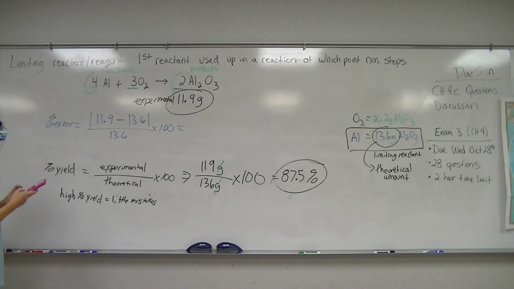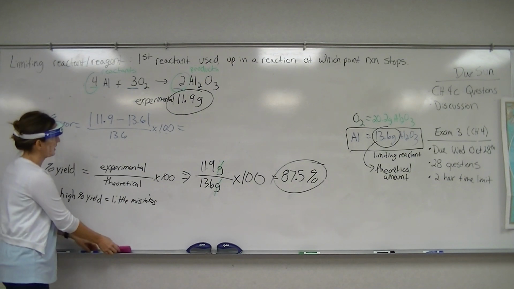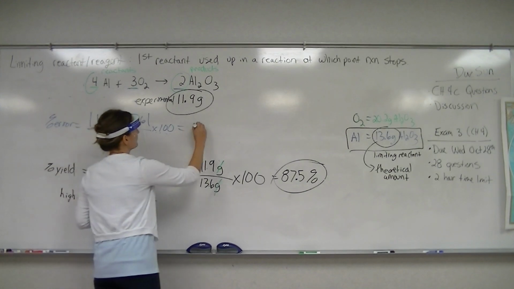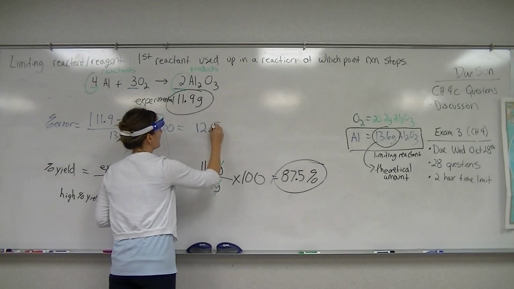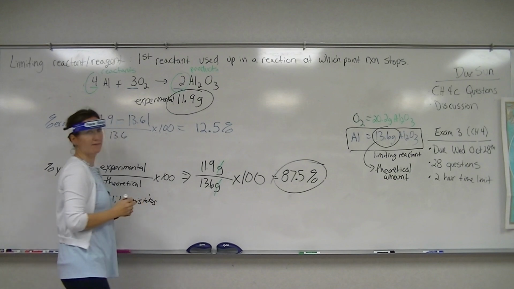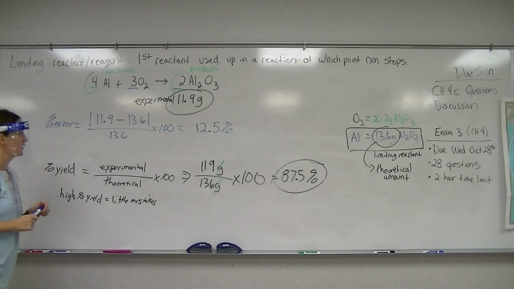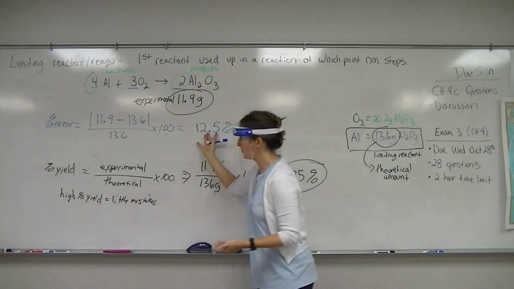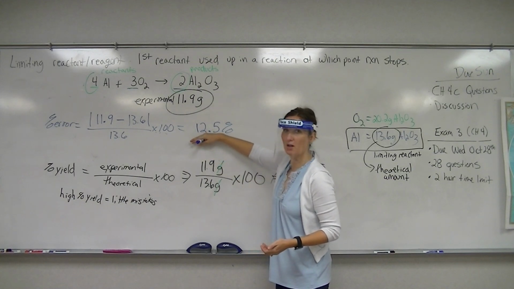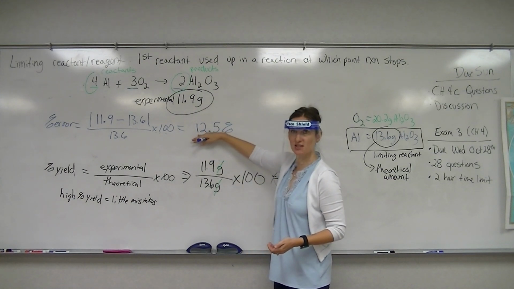Divided by 13.6, and I get 12.5%. So smaller number, because for percent error, the smaller the better. It means little mistakes if it's small.